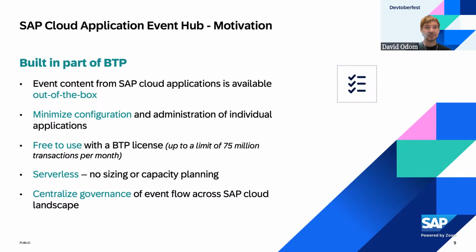So next, centralized governance. If we didn't have this service and you went into every different SAP cloud application and did different configuration in each one, then obviously it's pretty hard to have a holistic understanding of event movement or traffic across your entire landscape. So another motivation here is to centralize that governance, pull it into one place, including the visibility of what's happening. So you can see all event traffic across your SAP cloud landscape in one place.